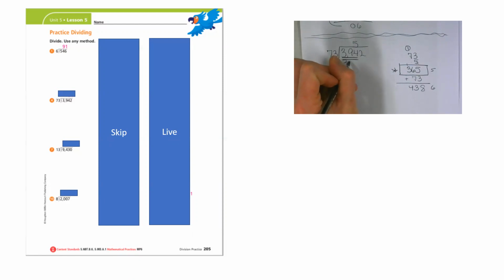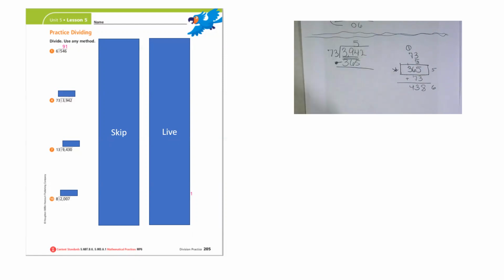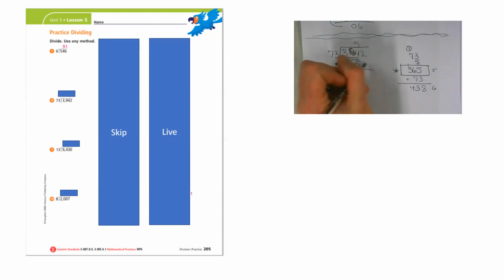When I take out 5, I got to see what's left over. So 5 groups is 365. Oops, why am I adding? What's going on with me today? I'm going to take away 1 from the 9 to borrow to see what's left over. There's 29 left over. Bring down the next number.